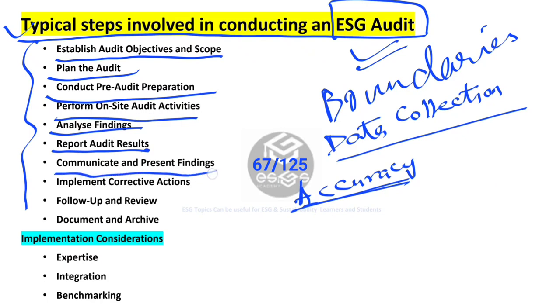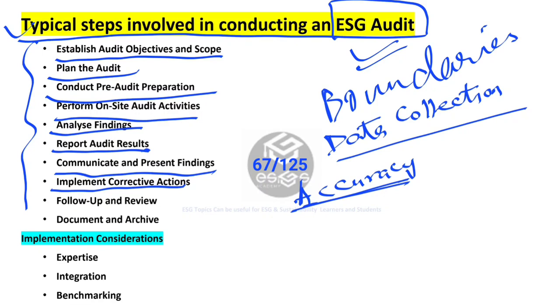Next is about communicate and present the findings. In the presentation, we present the audit findings and recommendations to the senior management and relevant stakeholders. Also, we solicit the feedback and clarification on audit findings from stakeholders to ensure transparency and alignment. We implement corrective actions.